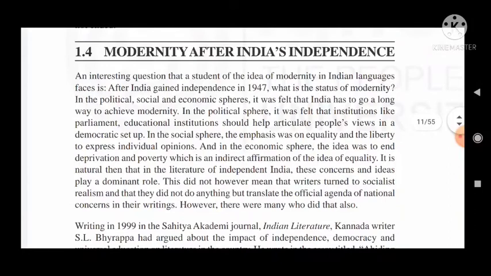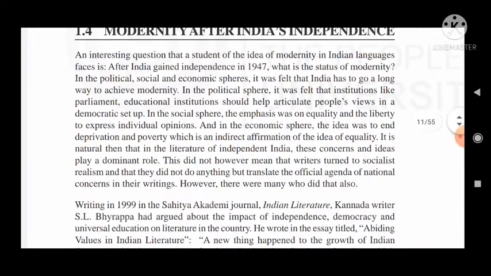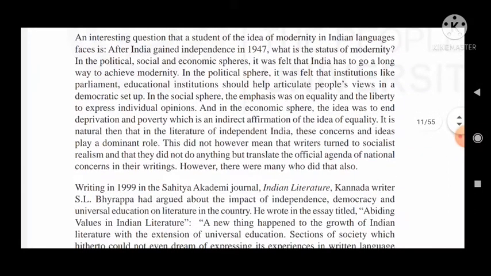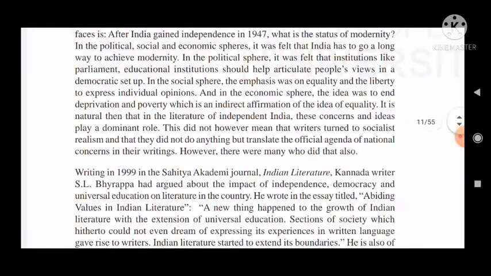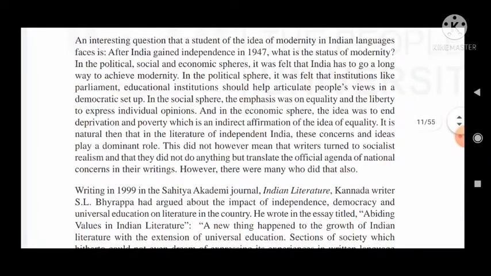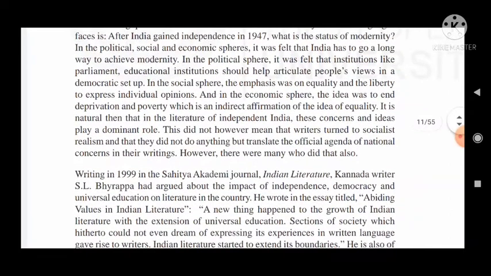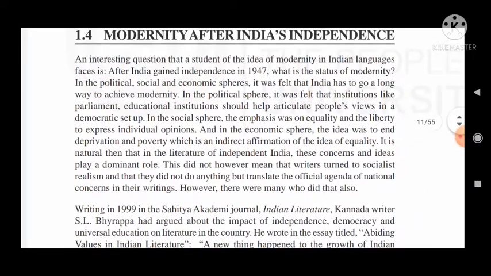An interesting question that a student of the idea of modernity in Indian languages faces is, after India gained independence in 1947, what was the status of modernity? In the political, social and economic spheres, it was felt that India had to go a long way to achieve modernity. All of you know about the postmodernism period, that is, modernity after India's independence.